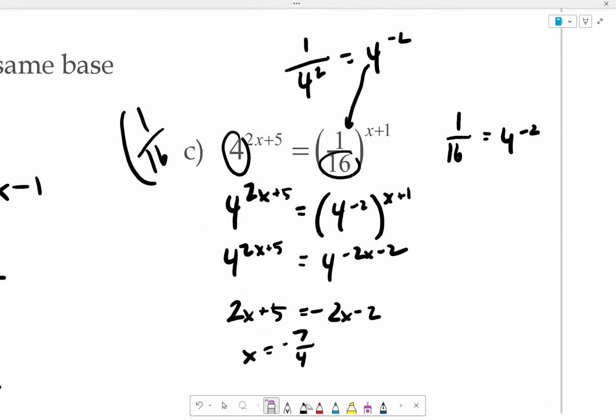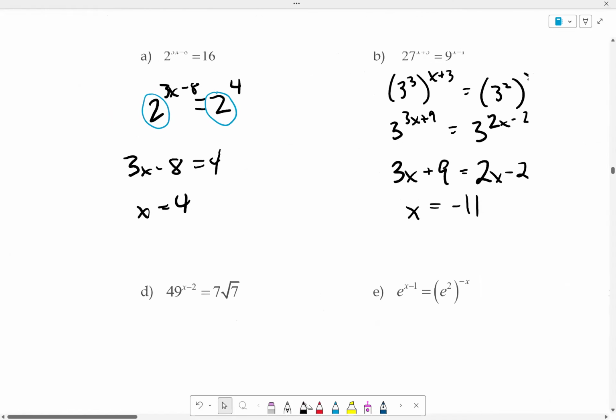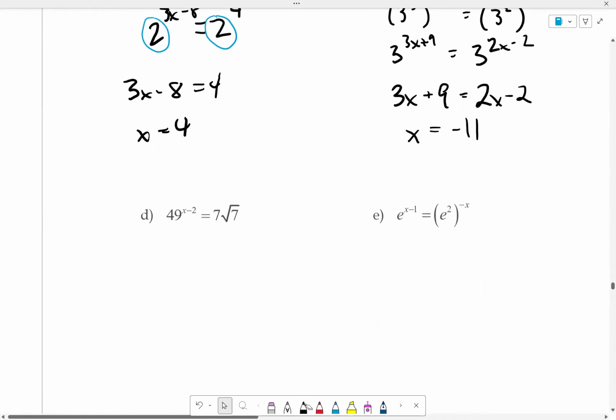So start with integers and have them grow. Okay, this one, I need some help from Roland.